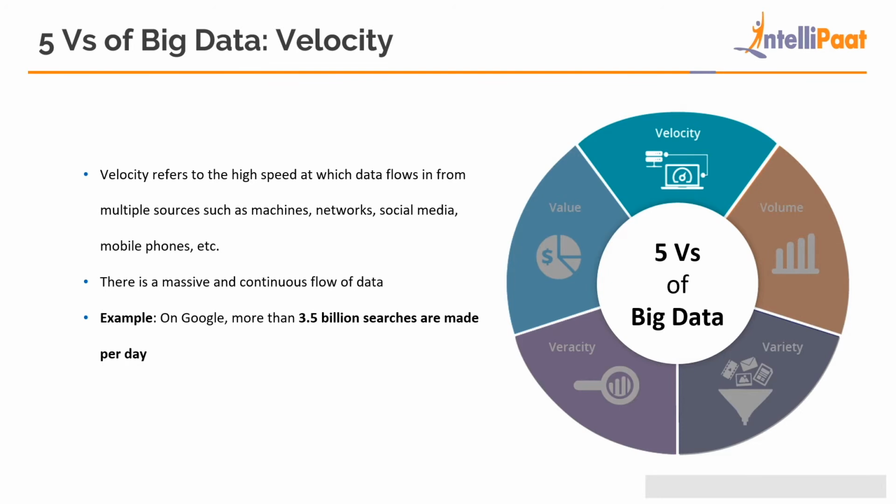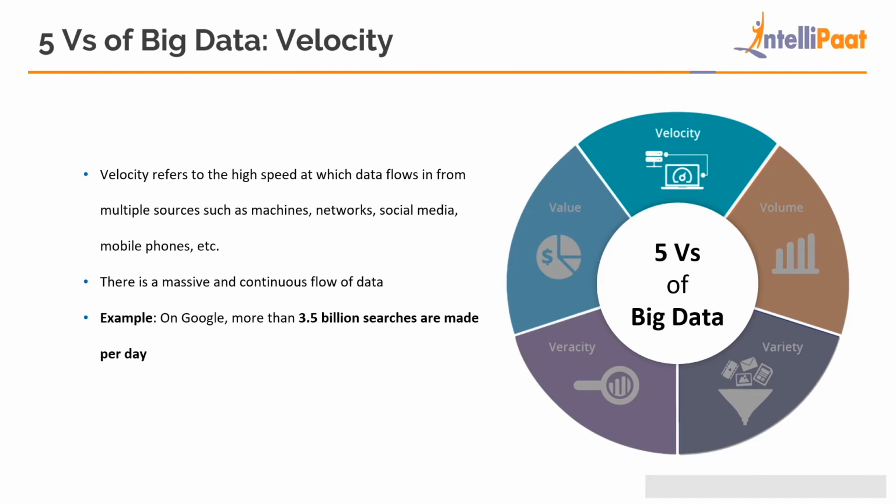So for instance, on Google, more than 3.5 billion searches are made per day. So as I was discussing before, search engine data. So people are searching for particular things on Google every day in this much magnitude, like 3.5 billion searches are made per day on average. So that essentially equates to a lot of data being accumulated every day, with a lot of speed as well. So that amounts for velocity. The speed at which data is being accumulated is very continuous and very massive.